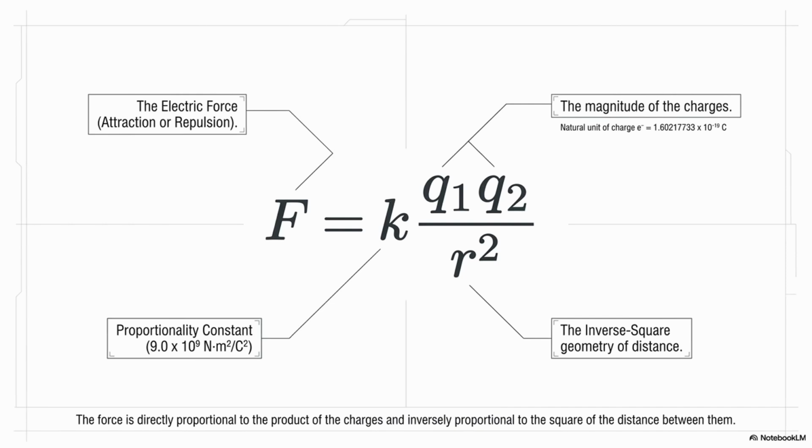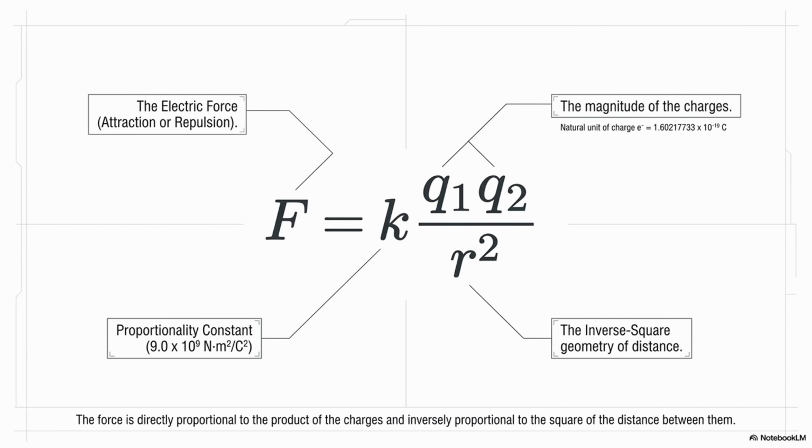Yeah, and what's fascinating here is that denominator, the distance squared. It's an inverse square geometry of distance. Meaning the force drops off significantly as distance increases. Right. If you double the distance the force drops to a quarter. Yeah. But it works in reverse too. It grows exponentially as charges get closer together.